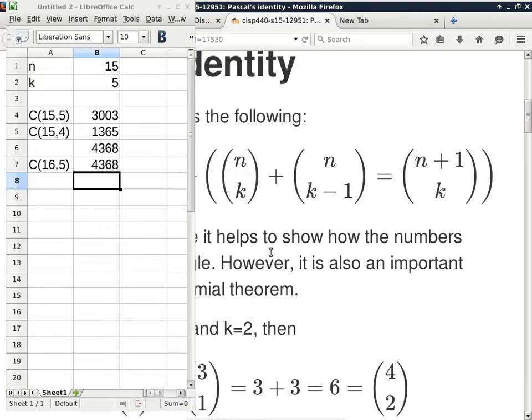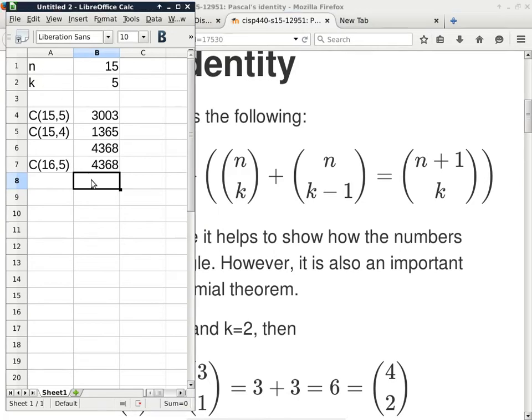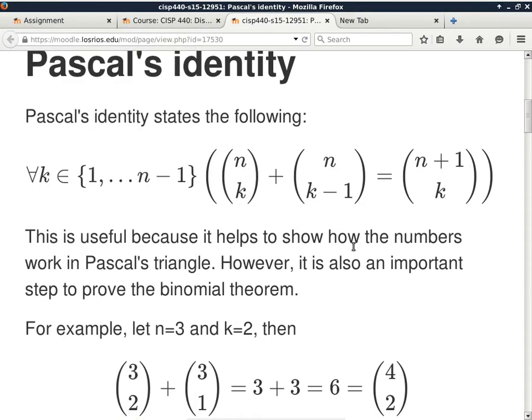So how do we prove it? Just because it works for this particular case, when n is 15 and k is 5, is not sufficient reason for me to believe this is a general theorem. It works in one case. So what we'll do is we'll go through the proof. Instead of reading the proof to you, I want you to think about how we are going to prove this.